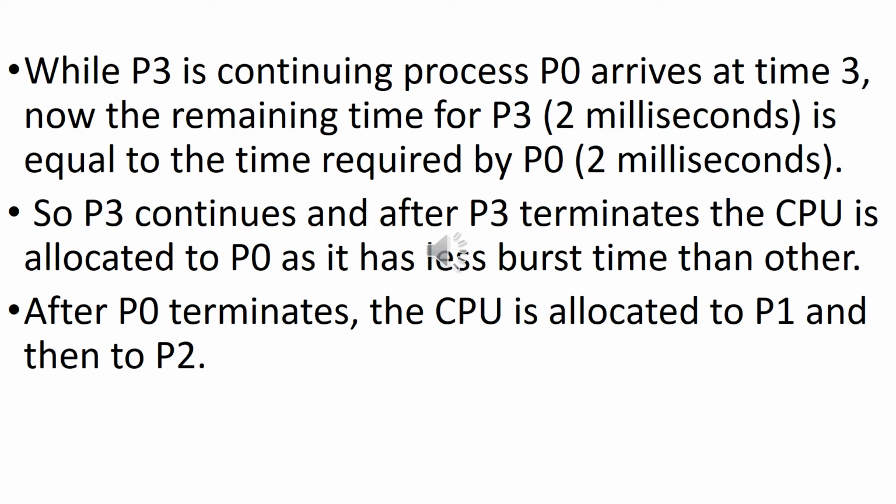After P3 terminates, the CPU is allocated to P0, as it has the lesser burst time than the others. The other processes remaining are P1 and P2. Compared with the other processes, P0 has the shortest remaining time. So after completion of P3, the processor will execute P0. After P0 terminates, the CPU is allocated to P1 and then to P2.